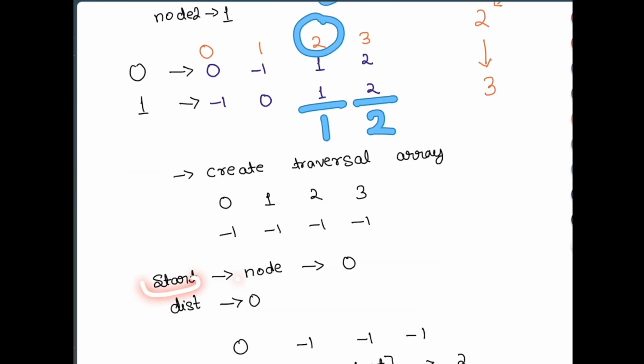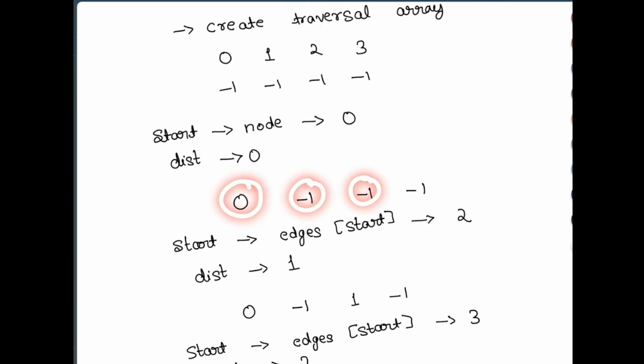Now let us say you start from the node which is 0. This is node 1. So the starting node is 0. From 0 you can go to 0, right? So the distance from 0 to 0 is going to be 0. This is the starting phase. This is where you will start your traversal. So you start at node 0. You can go to node 0. So this value is going to be 0. So now the traversal array is 0, -1, -1, -1.